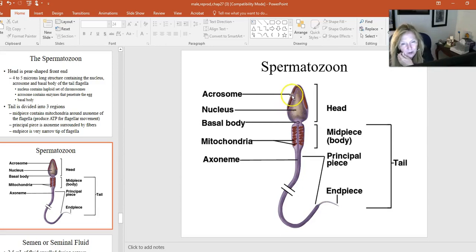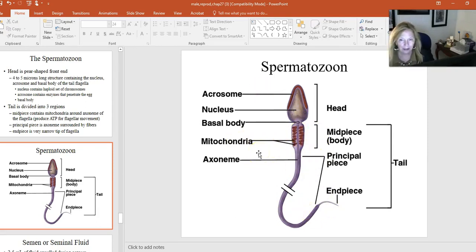So this acrosome contains digestive enzymes. The head is holding back the chromosomes that are going to be delivered to the egg that has the other half of the chromosomes for that zygote. And then really the rest of this has to do with moving this cell, which is going to be the tail, the flagellum. This is called a flagellum. And there's mitochondria here because it's going to take a lot of energy to move it.